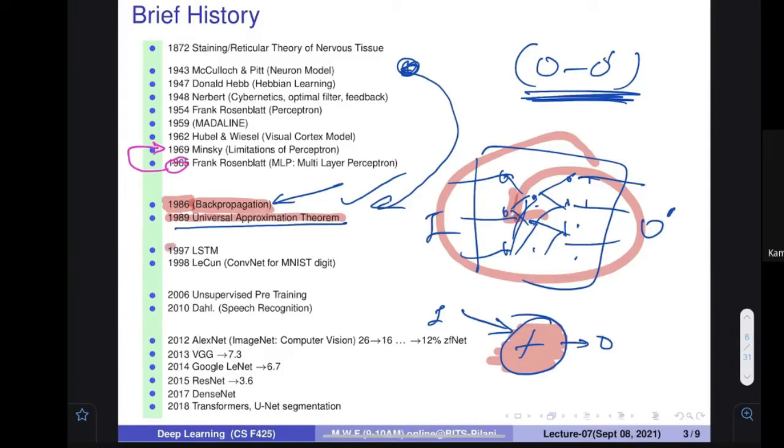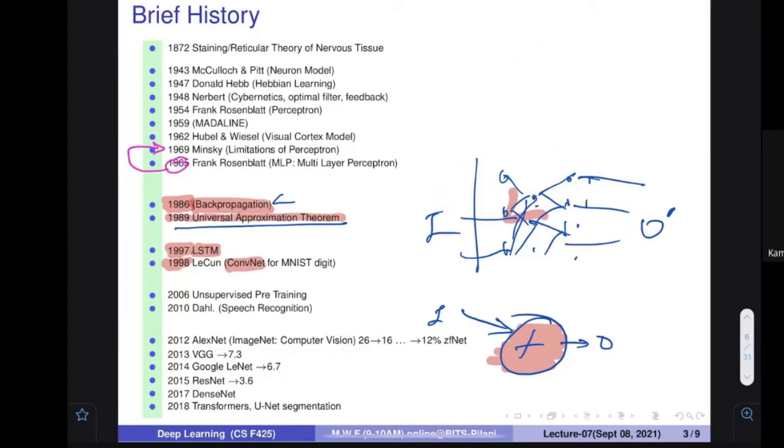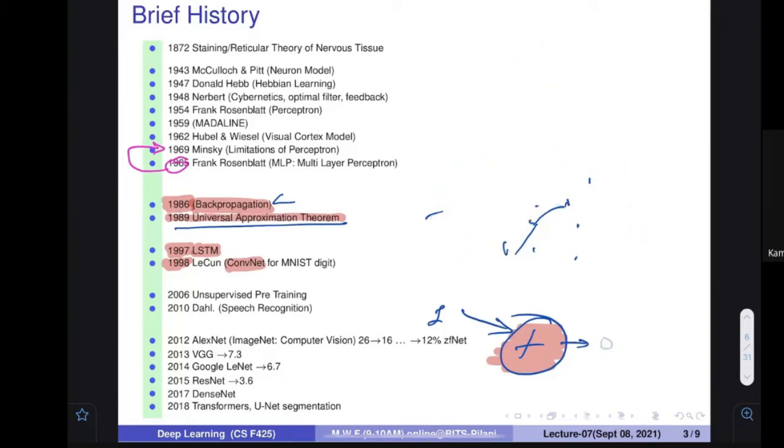Around 1997, the concept of LSTM was proposed, and nowadays you see it applied in a lot of places. Around 1998, LeCun proposed ConvNet. There was a problem there, a dataset called MNIST. You may have heard about this. Let me tell you what that data was.